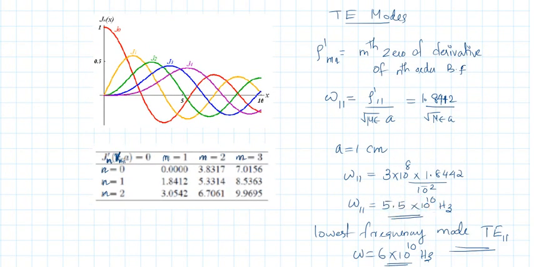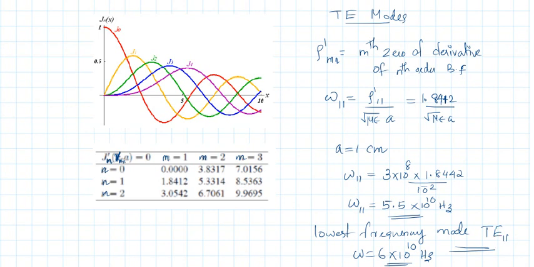So among all the modes that a cylindrical waveguide can admit, the lowest one is TE11 mode. The lowest one is TE11 mode. For a rectangular waveguide, this is TE10, I think. Okay. So for a cylindrical waveguide, the lowest possible mode is TE11.